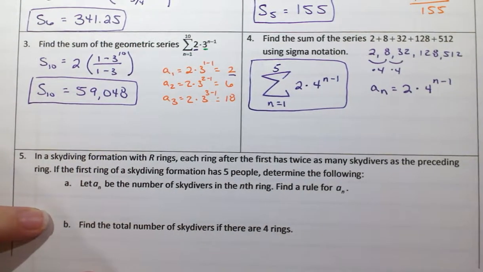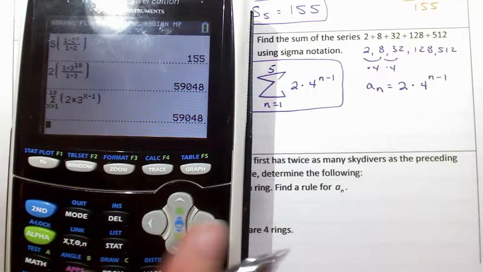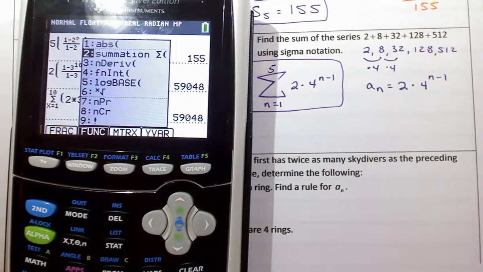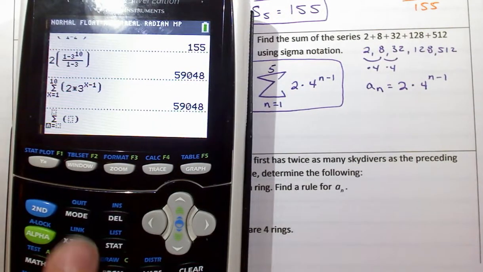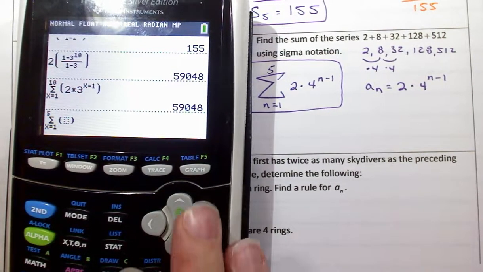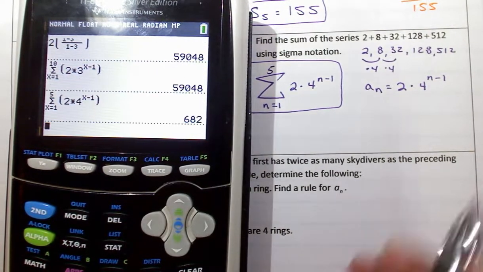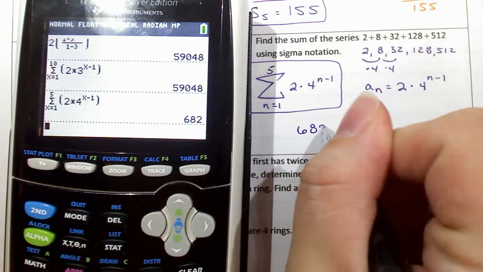Now we do have to evaluate it. We could add these up, or we can use our calculator. So we're going to use our calculator just to get good practice. So alpha F2, option 2, we're going from x equals 1 up to 5, and 2 times 4 to the x minus 1. So we end up with 682.